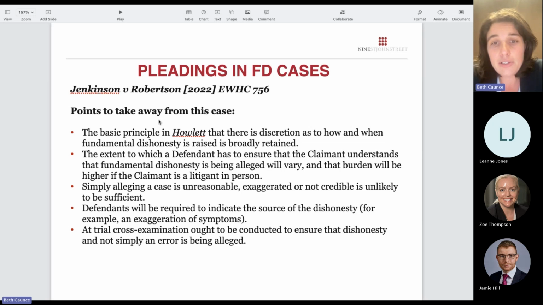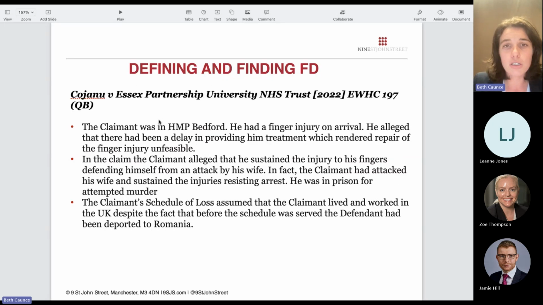Simply alleging a case is unreasonable or exaggerated or not credible, so skirting around the issue somewhat, is also unlikely to be sufficient. And the final 2 points on this slide, that defendants are required to indicate the source of the dishonesty, I'm going to come back to in my next topic, which is on finding and defining FD. And so we'll come back to those issues at that point.